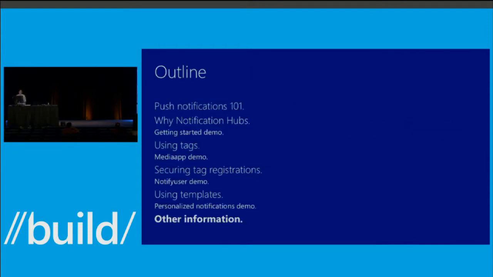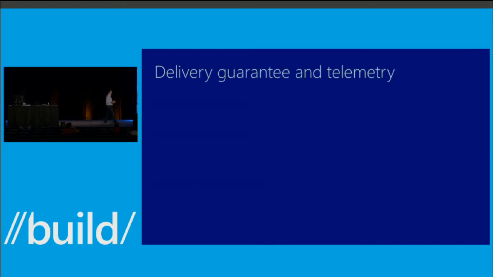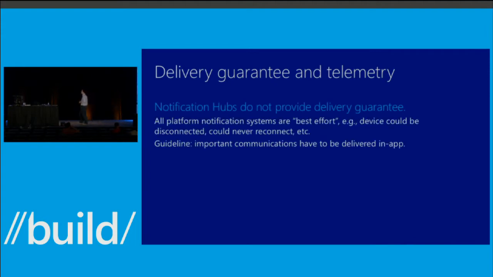So there is also a lot of other information. It was very much functionality. Now let's talk about other things. Delivery guarantees, telemetry and monitoring, and all these other things that are important.